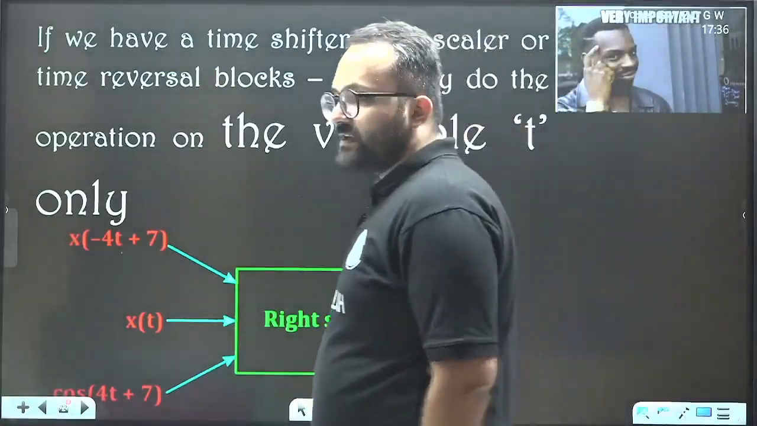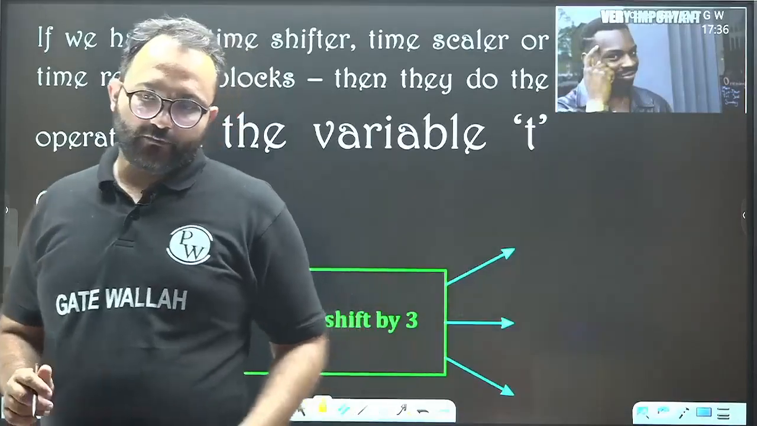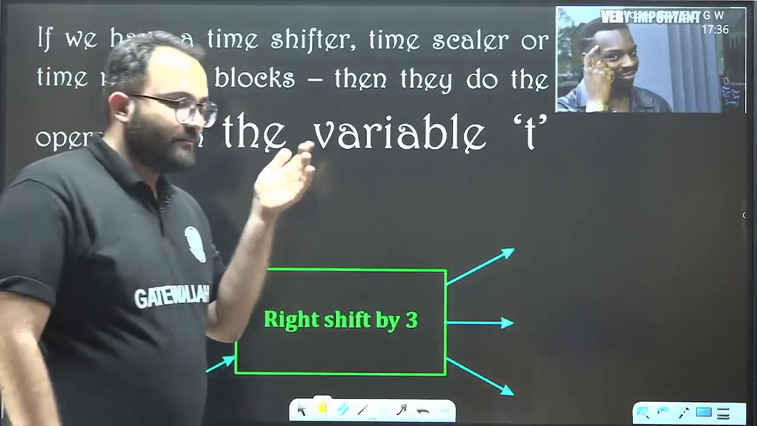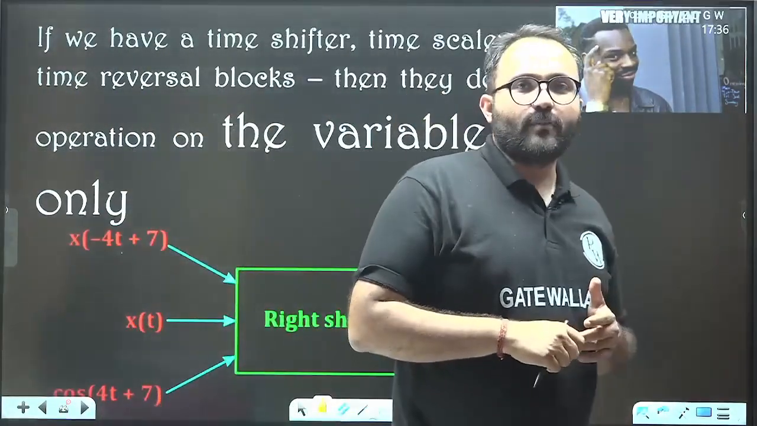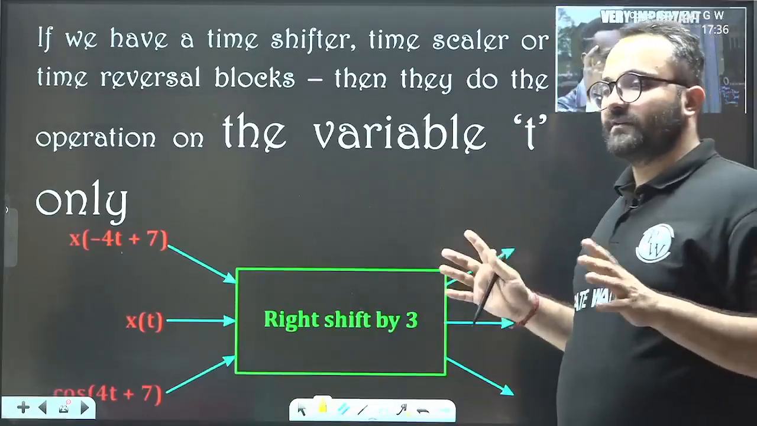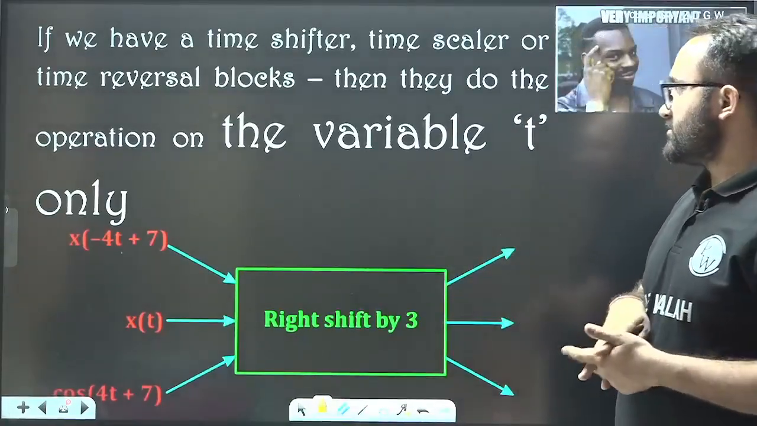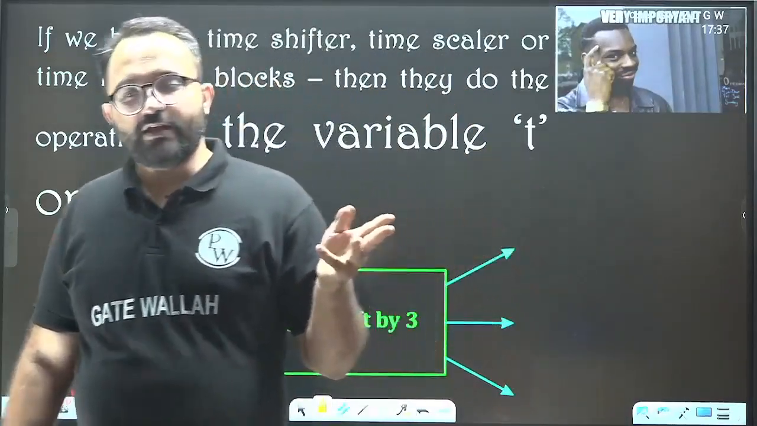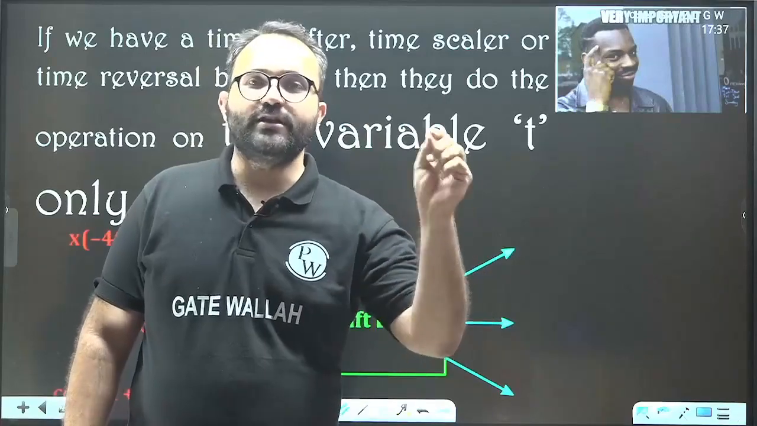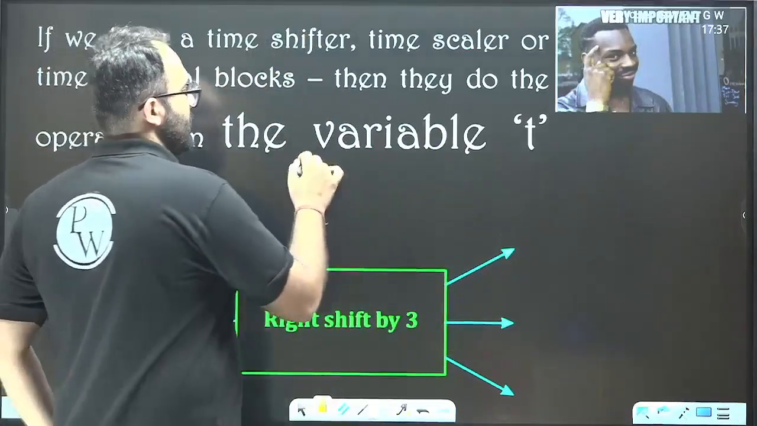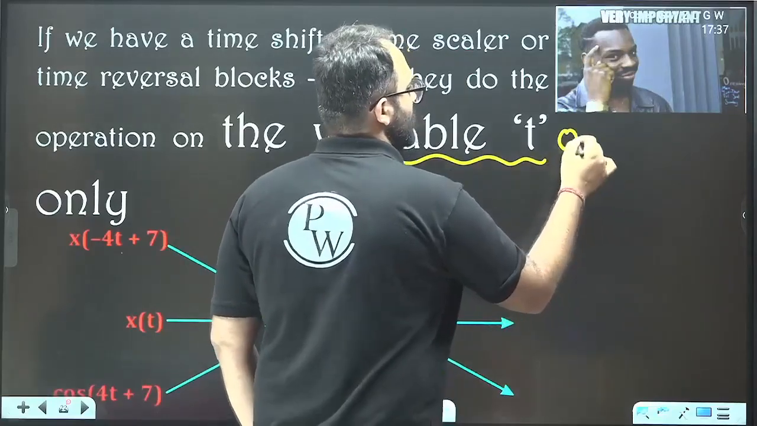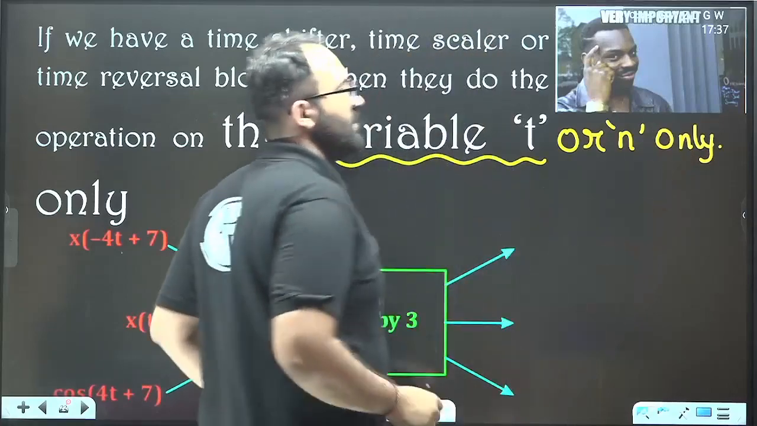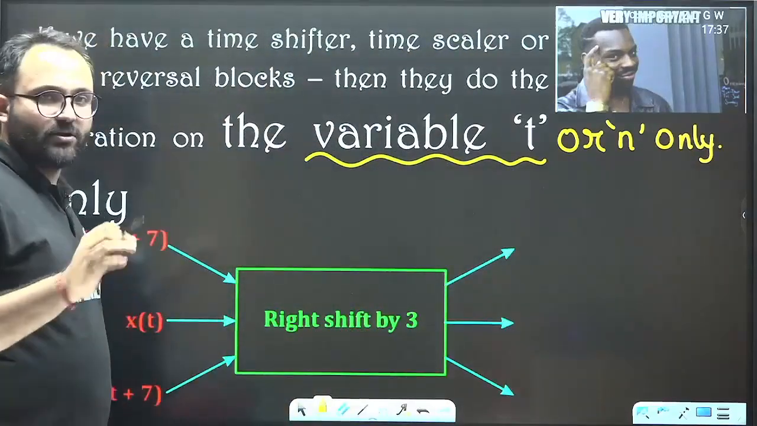Now, here we have a very important result, and this result will be used in the case of systems also. When we talk about the types of systems, there also we will be discussing this concept: time reversal, time scaling and time shifting systems work on the variable t or n only. So what is the meaning of this?